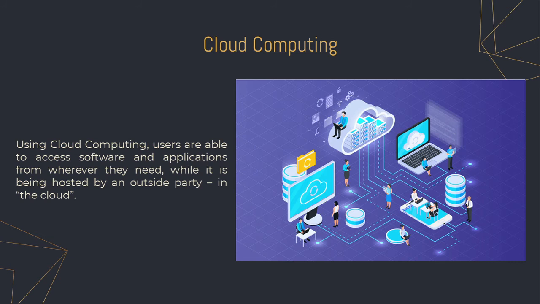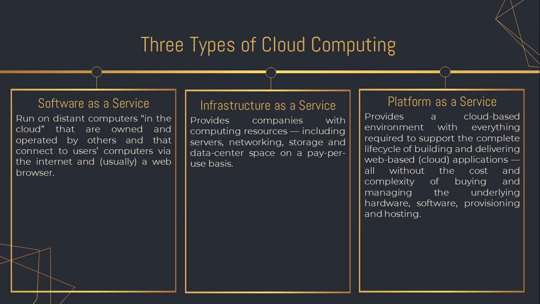Okay? So the next is cloud computing. Cloud computing is the delivery of computing services including servers, storage, databases, networking, software, analytics, and intelligence over the internet to offer faster innovation, flexible resources, and economies of scale. And we have three types of cloud computing. So, software as a service, or SaaS, is a method for delivering software applications over the internet, on demand, and typically on a subscription basis.